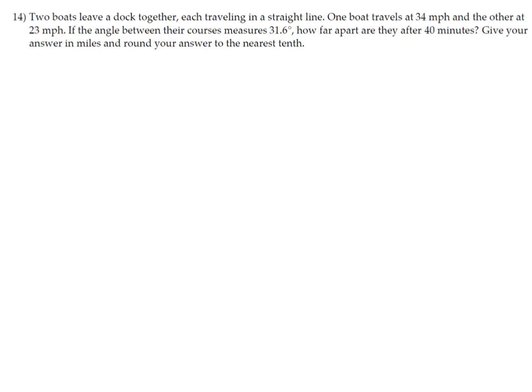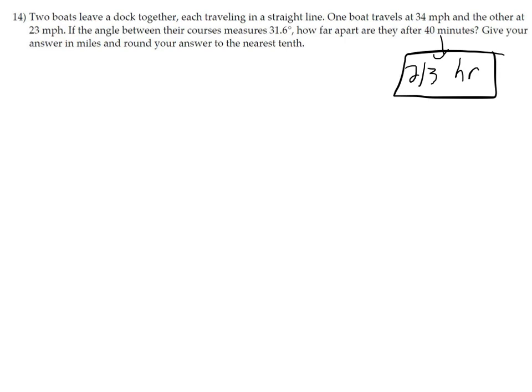Two boats leave a dock together, each traveling in a straight line. One boat travels 34 miles per hour and the other at 23 miles per hour. The angle between their courses measures 31.6 degrees. How far apart are they after 40 minutes? Well, right off the bat, I don't like this 40 minutes at all. This is miles per hour, hours. Everything's hours. So I would go right away to 40 minutes being 2/3 hours. That's the time I'm going to work with.